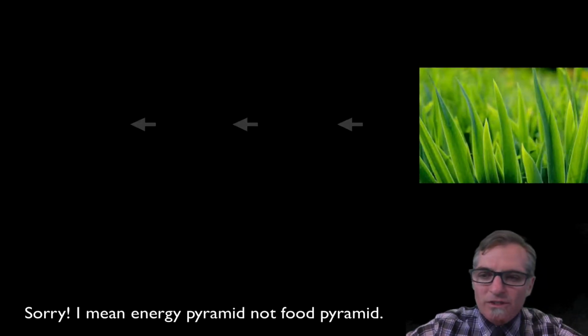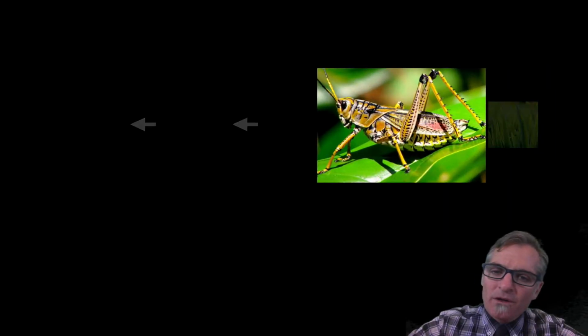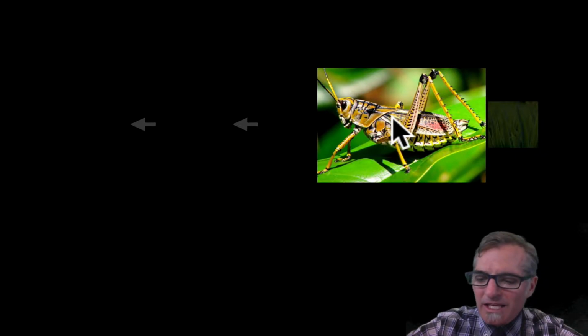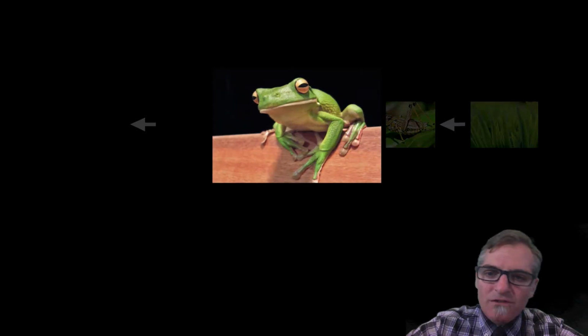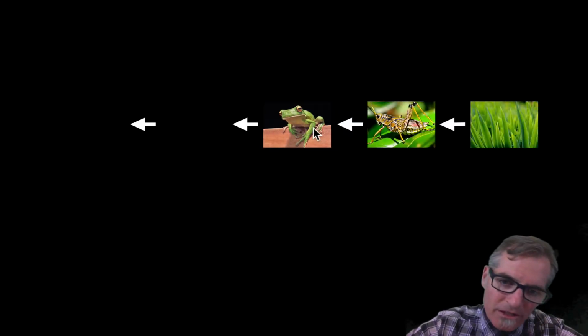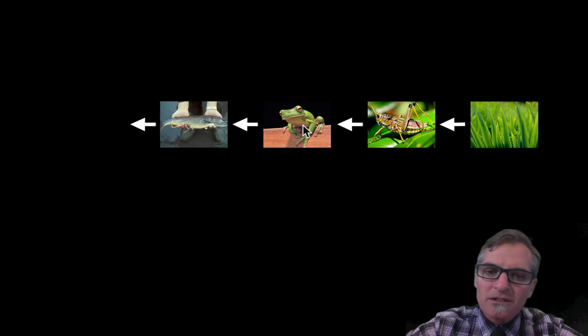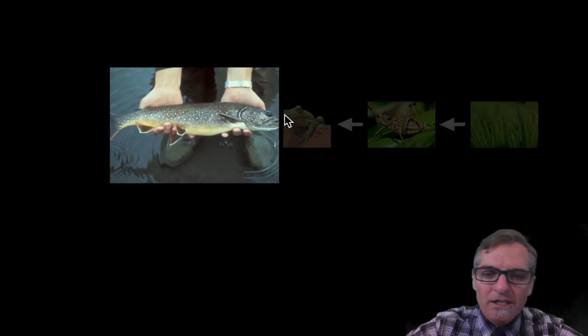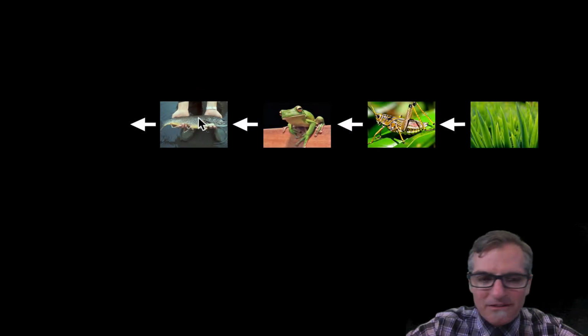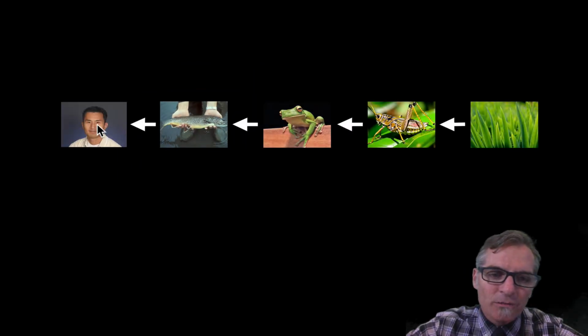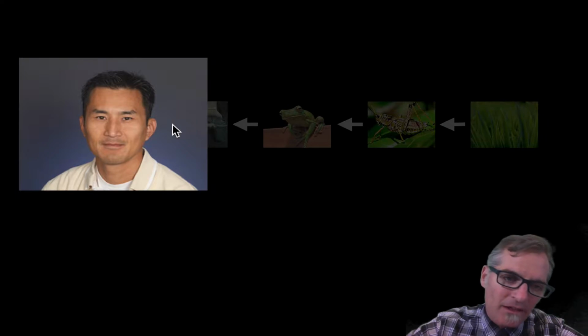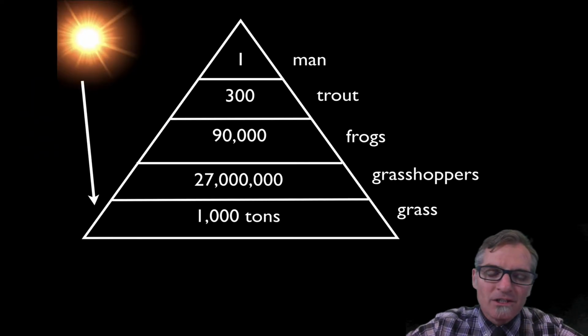So let's take a look. All food pyramids are based on a food chain. So we start with a producer, a grass, here in this case. And then we know that the energy is going to flow into grasshoppers as they feed on the grass. And then we have frogs feeding on the grasshoppers, so the flow of energy is going to the frogs. Then the flow of energy is going into the trout that are feeding on the frogs. And then the last, at the very top, we have humans feeding on the trout, and that energy is flowing into the humans.